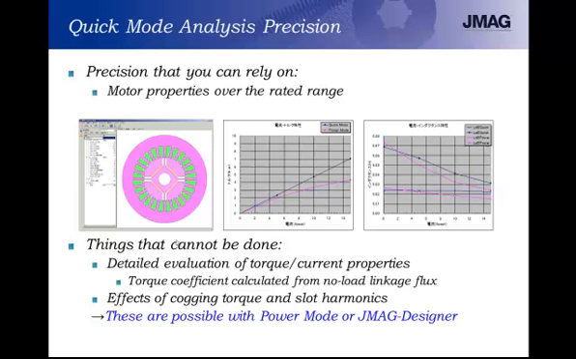So again, within Quick Mode, we can do a very quick analysis over the rated range, but we can't do a detailed evaluation of torque and current properties, and we can't evaluate things like cogging torque and slot harmonics. But these types of analyses are possible within Power Mode or JMAG Designer.